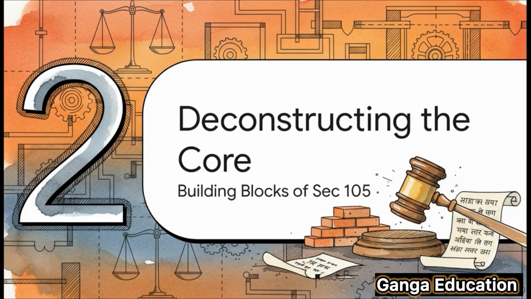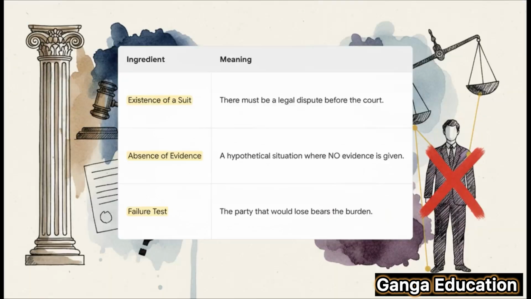Okay, to really master this section, we're going to break it down into its core ingredients. Once you see these building blocks, the whole idea behind Section 105 will just click into place. So we've got 3 key elements here. First, there has to be an existence of a suit, basically a live legal case happening. Second, the court applies the absence of evidence test. It just imagines a scenario where both sides have presented zero proof. And third, and this is the most important part, is the failure test. The party that would lose in that no evidence world is the one carrying the burden.